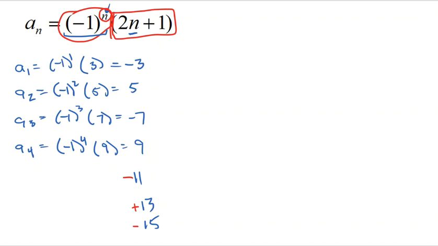So I call this a two-parter, right? There's kind of two things that are determining this sequence. And this sequence jumping back and forth between negatives and positive, which is, of course, what that -1 raised to the n does to the sequence. So watch out for sequences to do some weird kind of things like that as well.